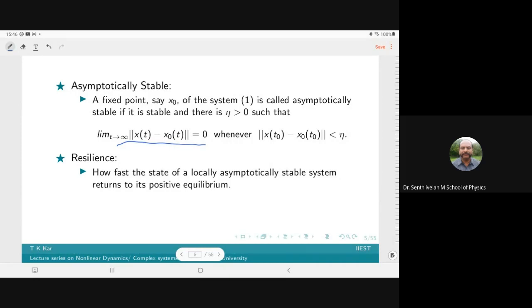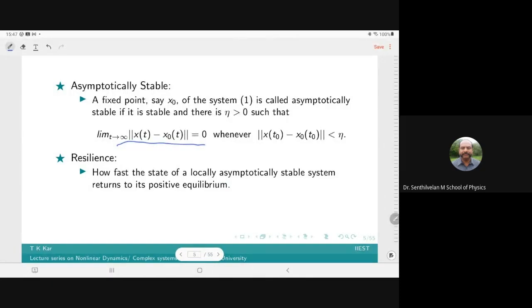So resilience measure is also an ecological service to be measured in addition to its stability. Stability is okay, but resilience also needs to be measured for ecological systems. That is how fast it will come back to its original state. Whether it will come back to its original state or not, that is asymptotic stability, and resilience is how fast it will come back to its original state. And I am also using the eigenvalue analysis, to show how asymptotic stability and resilience could be measured using eigenvalues.